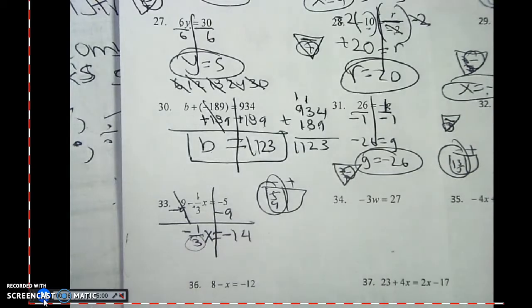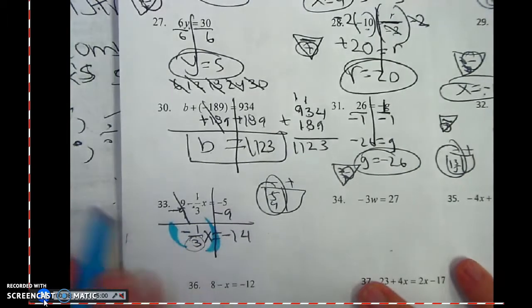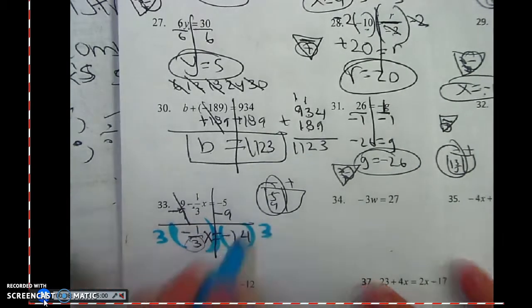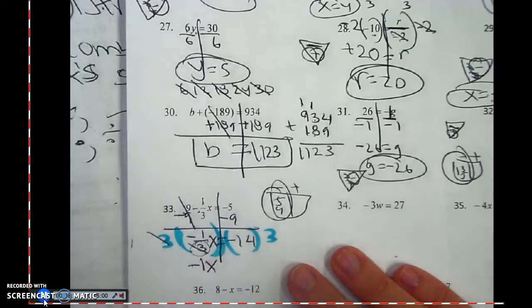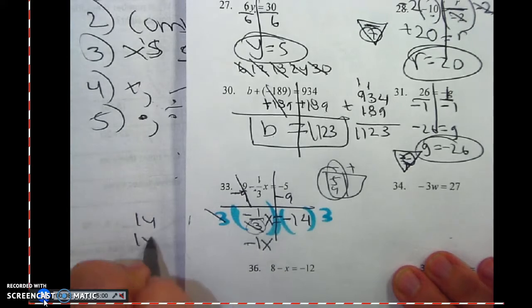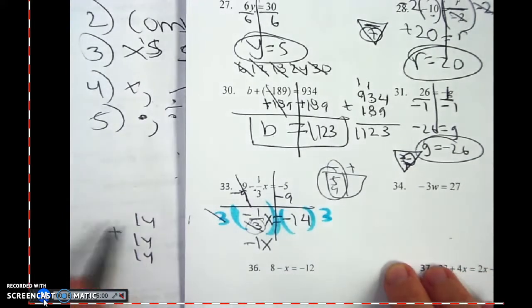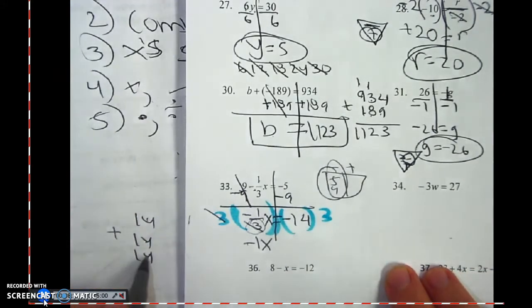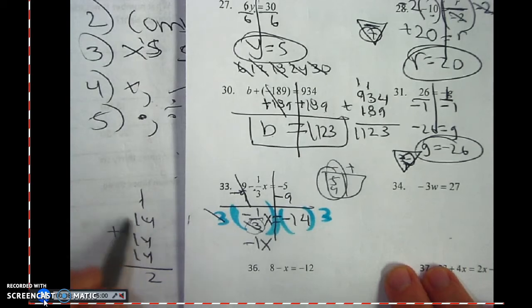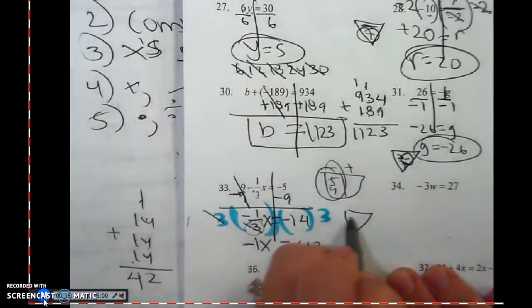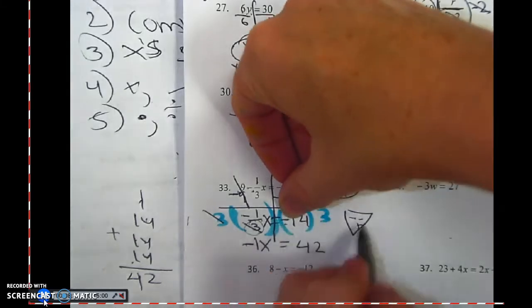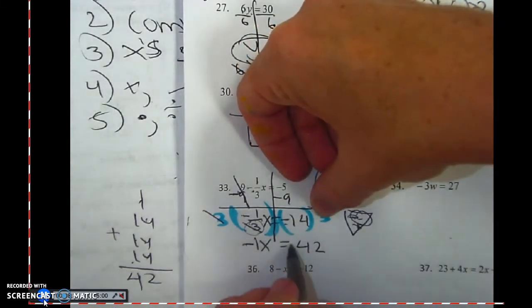So the 3 needs to go away. So I'm going to multiply by 3. By negative 1x. Now 14 times 3 is 14, 14, 14. 4 plus 4 is 8, 9, 10, 11, 12. 1, 2, 3, 4. So that's 42, and then I do my little triangle, negative, positive, negative 42.